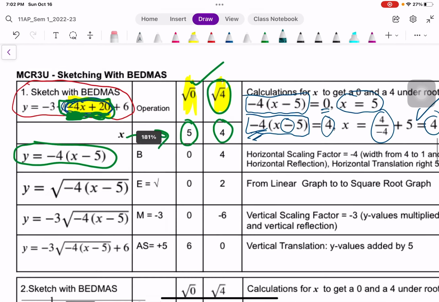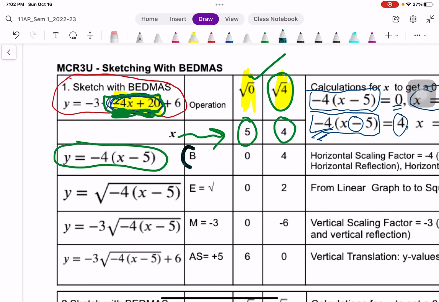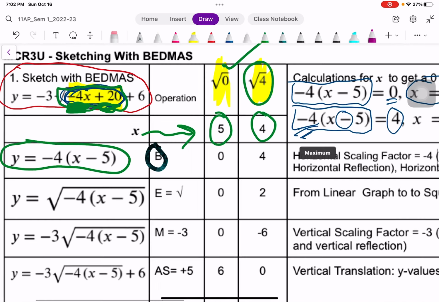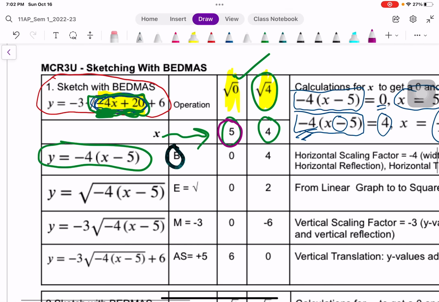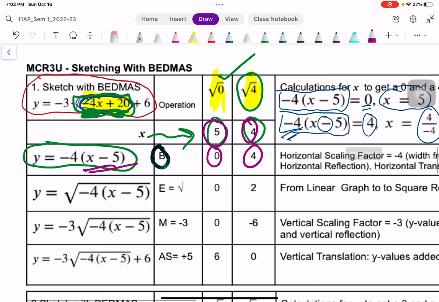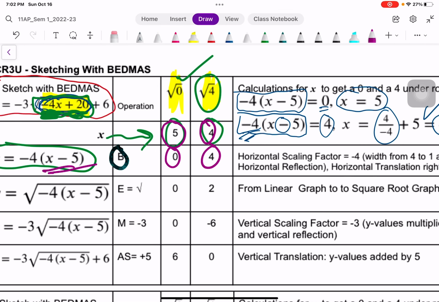And that's the brackets part. And remember, it's not really brackets. What it really is, is grouping. So that square root symbol is a grouping symbol. So here's what I know. If I sub in 5, I'm going to get 0, and that's obvious. If I sub in 4, I get 4. I've already done this. So what kind of a transformation is this?